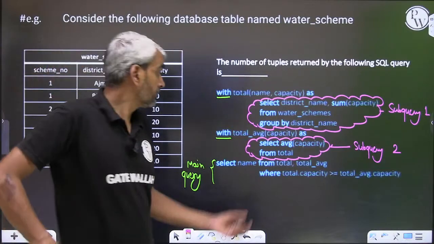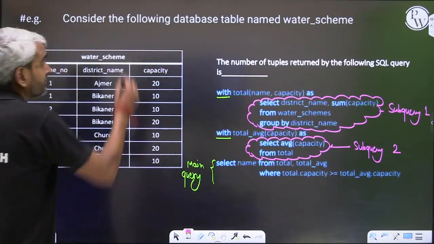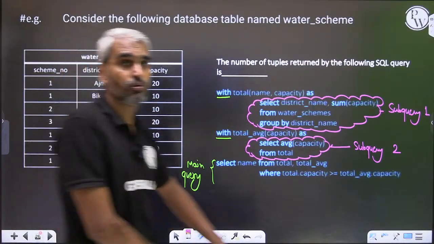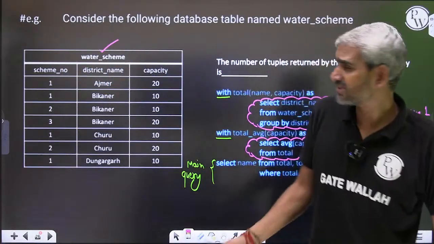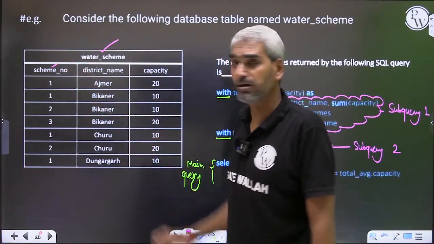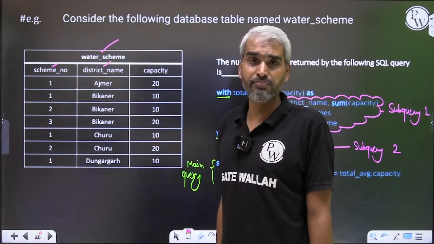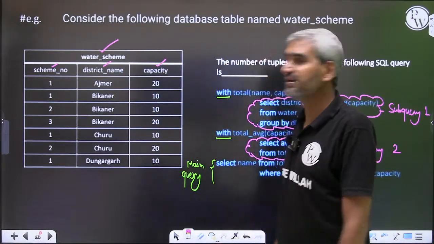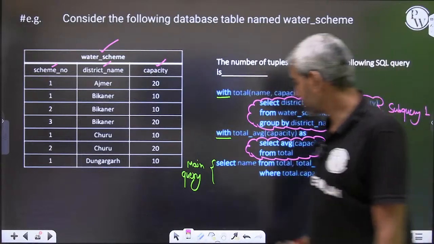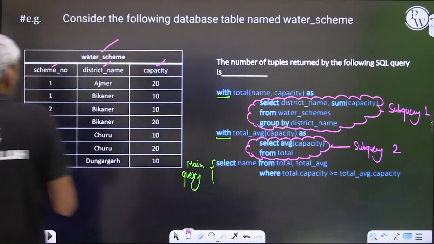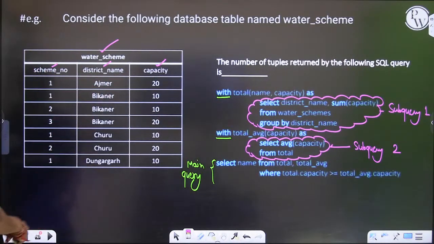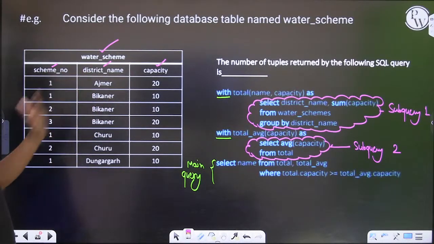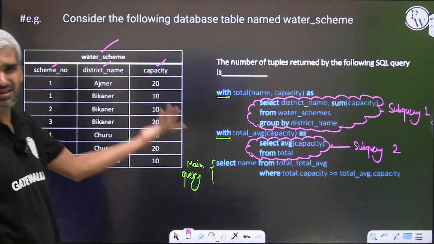Right? So look at this. Consider the following database table named water scheme. You have a table whose name is water scheme, which has 3 attributes: one is scheme number, another is the district name in which the scheme is being implemented, and the capacity. So it says that the scheme number is 1, district name is Ajmer, and capacity is 20. Scheme number is 1, district name is Bikaner, and capacity is 10, etc.